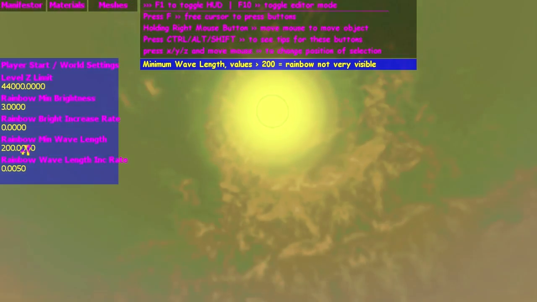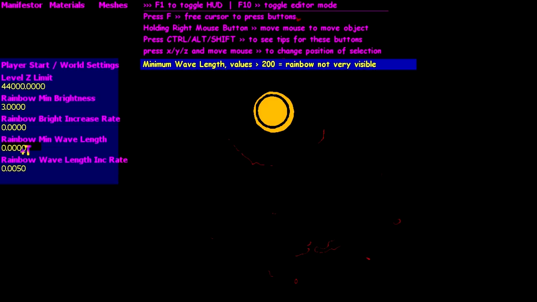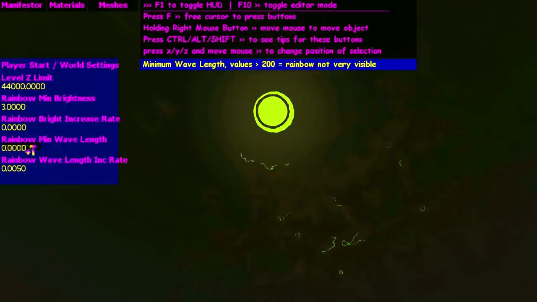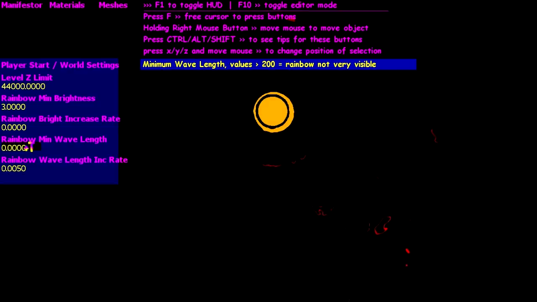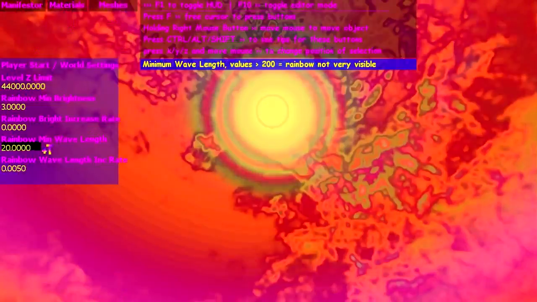So if I make the quote-unquote wavelength very large, look at the sun, and then if I make it 100, look at the sun's getting some more rings. If I go down to 10, the sun has way more rings, right? If I go down to 1, look at how many rings there are. If I go down to 0.1, there's this huge number of rings, right? If I go back up to 200, there's very little. What's happening right now?